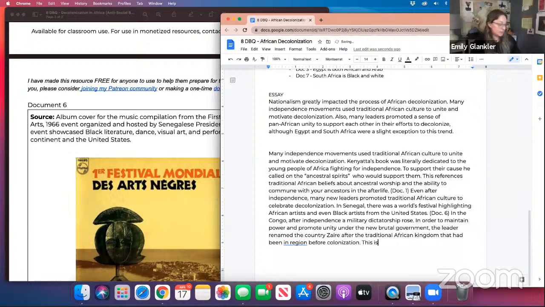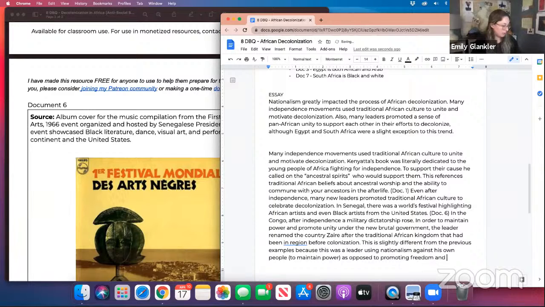Now, I might say this is slightly different from the previous examples because this was a leader using nationalism against his own people to maintain power, as opposed to promoting freedom and independence. Okay, so now I'm talking about right after decolonization. I should just say after decolonization, a military dictator. And this is a guy using traditional African culture, but he's using it in a different way.